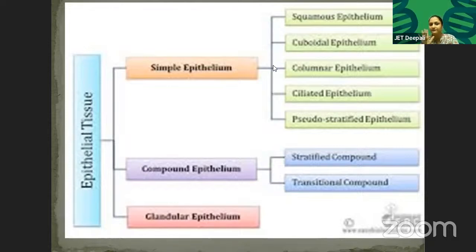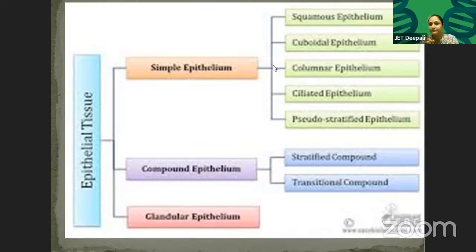Simple epithelium again has 5 types: squamous epithelium, cuboidal epithelium, columnar epithelium, ciliated epithelium, and pseudo-stratified epithelium. Now compound has 2 types. Squamous, squeeze. You are squeezing something, then the word comes from there.